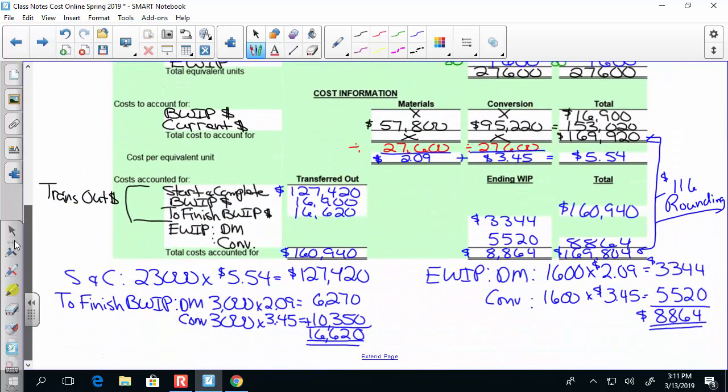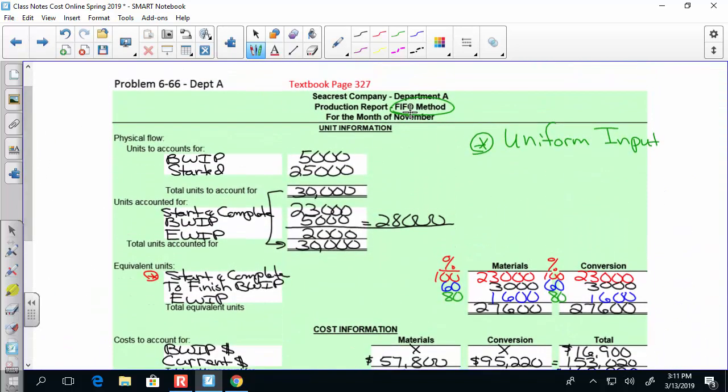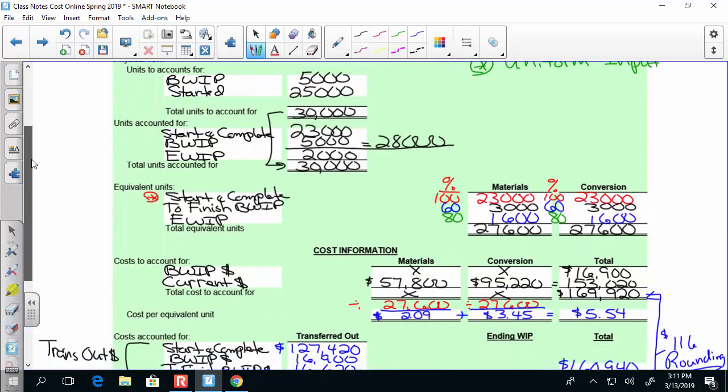And I'm just carrying it forward to show the computations. I show how I get that computation. This happens to be the Department A FIFO method now. You'll be responsible for both methods, weighted average and FIFO, obviously. You'll notice on Department A how the start and complete is used, and to finish beginning units is used under the FIFO method. So those are the 2 areas that are really different under the FIFO method.